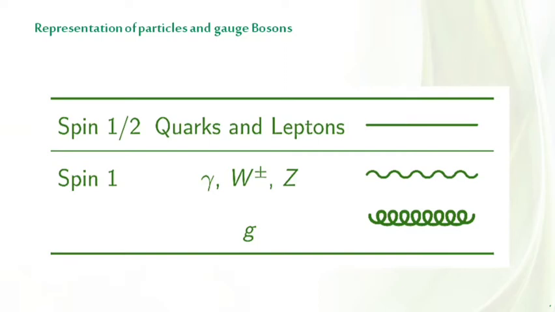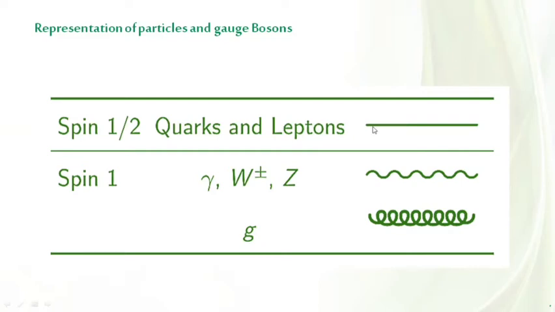Spin-half quarks and leptons, representation of these particles in the Feynman diagrams. We can represent the spin-half particles like quarks and leptons in this fashion, in a straight line.